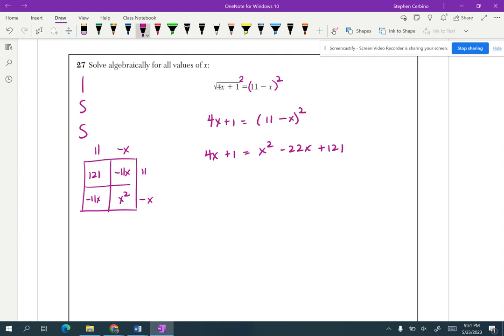Now to solve this, no matter how we wind up doing it, it has to be equal to 0. So I'm going to subtract 4x and I'm going to subtract 1. And I'm going to get a quadratic.